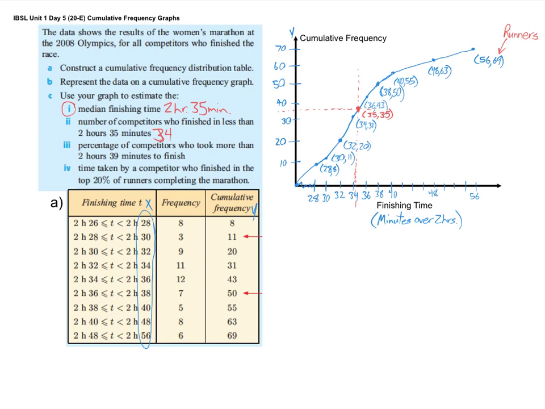Now, the percentage of competitors. Let's change colors for this. The percentage of competitors that took more than 2 hours 39 minutes to finish. So here's where we've got to look. Here's 2 hours 39 minutes. I'm going to go straight up from there and see where that intersects my frequency graph. Okay? It looks about right there. So now I'm coming over across.